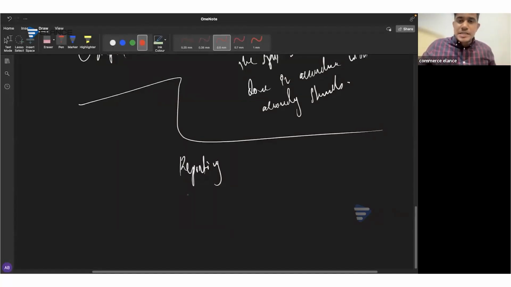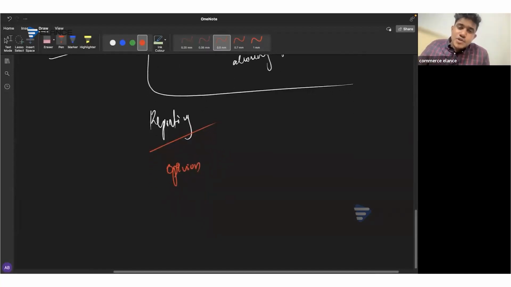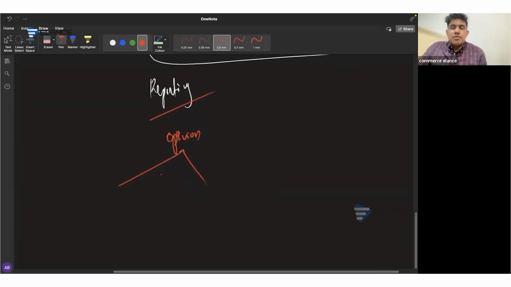Okay. So basically, when it comes to reporting, the first thing we need to consider is the opinion part. We know that when it comes to opinion, there are two sets of opinion which we will be expressing over the company's financial statements. So they will be modified opinion. And what was the other kind of opinion? Unmodified opinion.